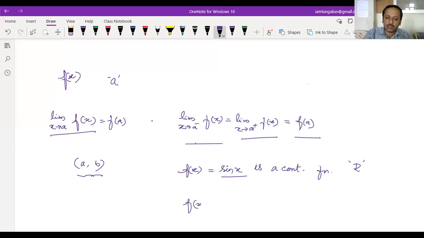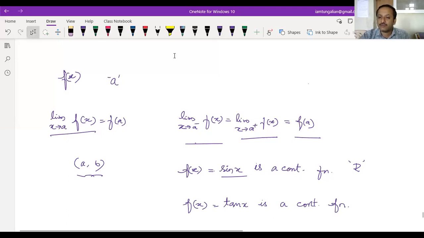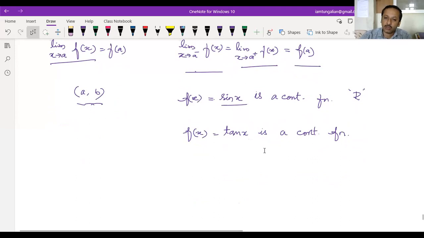Then I can also say f of x equal to tan x is a continuous function. When I say it is a continuous function, I am talking about the continuity of this function in its domain. What is the domain of this function? The domain of tan x is the set of all real numbers except the odd multiples of pi by 2. When I write (2n plus 1) times pi by 2, where n is an integer, all these are odd multiples of pi by 2.